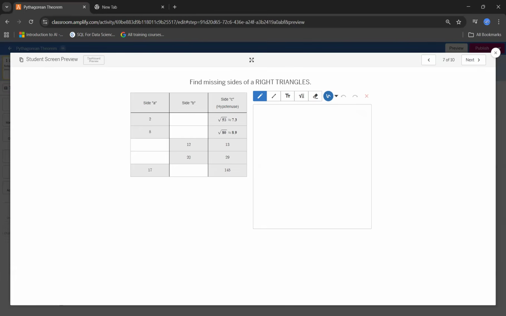So let's try a squared plus b squared equals c squared, where the a is already given. So we have 2 squared plus b squared. We don't know it yet. That's what we're looking for. And c squared is square root of 53, or we square it. Always remember this formula.